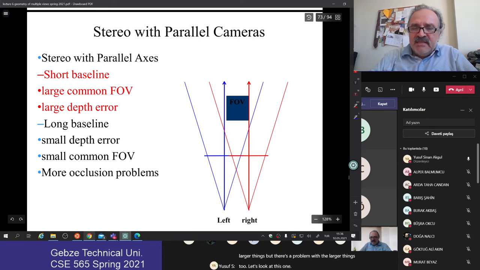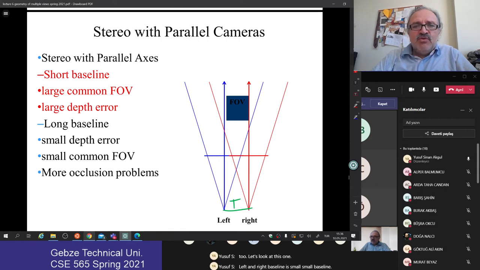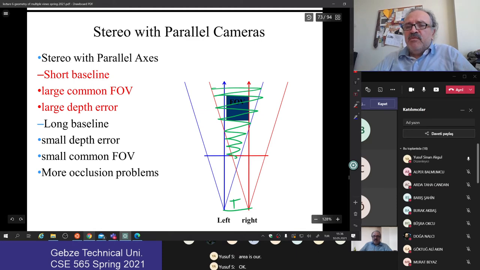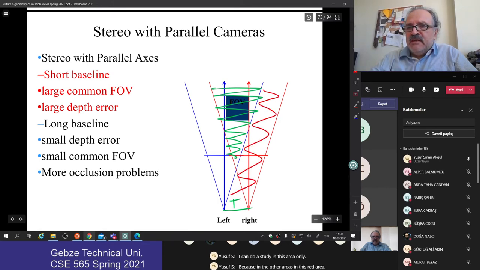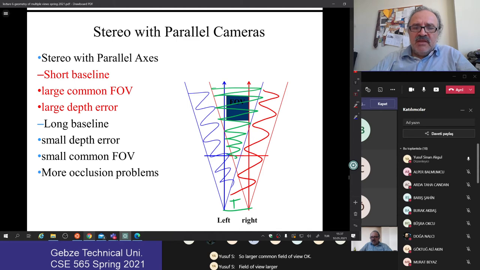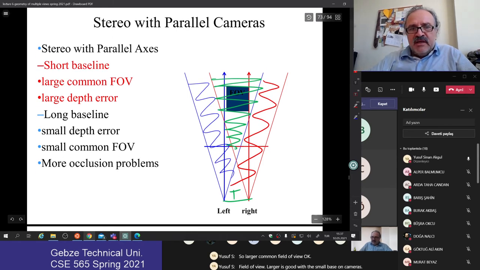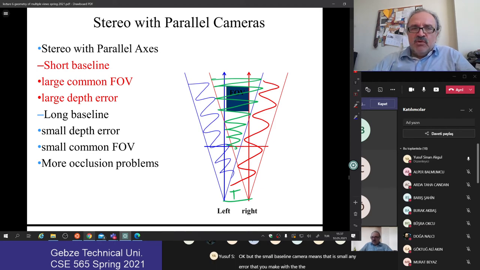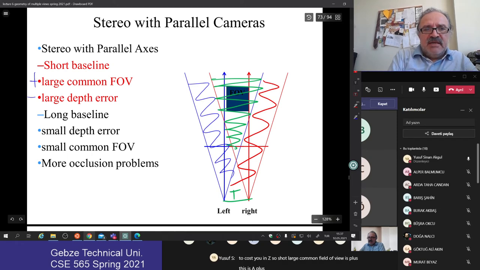Left and right, this is a small baseline. With the short baseline, the nice thing is this area is our common field of view. I can do stereo in this area only, because in the other areas, in the red area or in the blue area here, I cannot do stereo because I don't have the corresponding image from the other camera. So a larger common field of view is good with small baseline cameras. But a small baseline means that T is small, and any error that you make with the estimation of D is going to cost you in Z. So the large common field of view is a plus, but this is a negative.